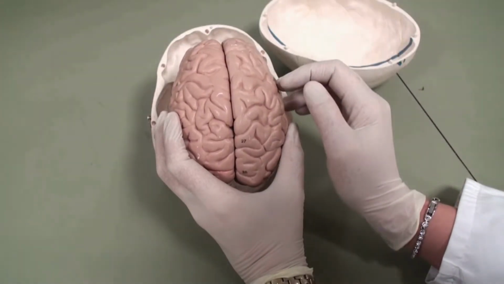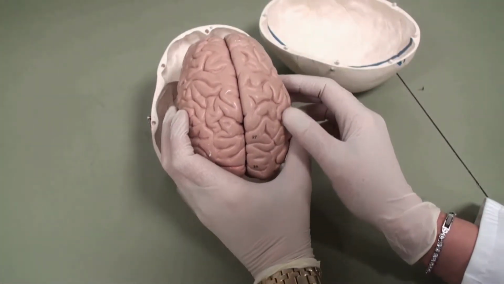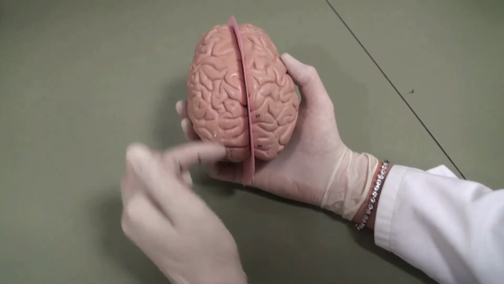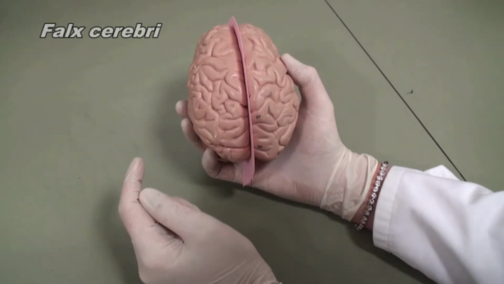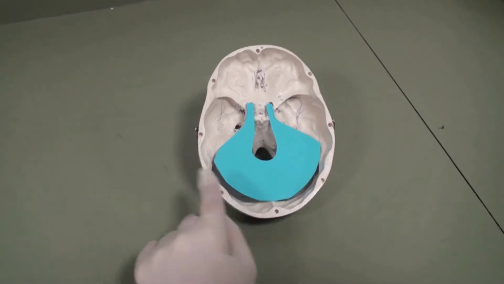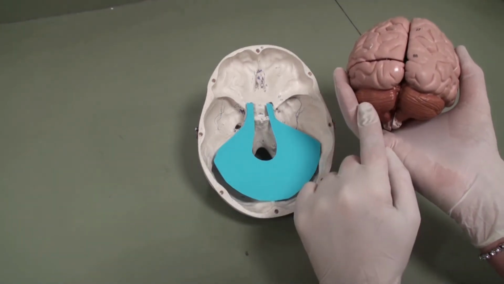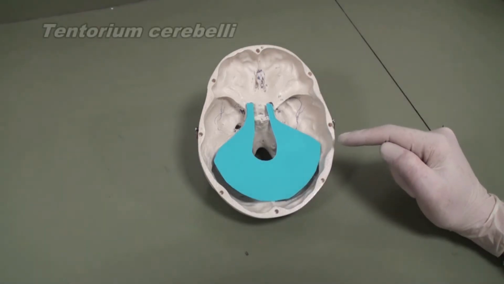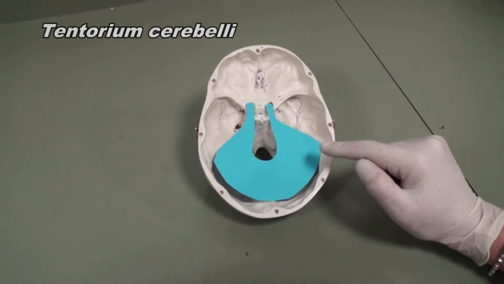The true dura mater separates from the periosteal layer to form dural folds. The first dural fold is called falx cerebri. It separates the right and the left cerebral hemispheres. The second dural fold, it's a horizontal fold, and it separates the occipital lobes of the brain from the cerebellum. This fold is called tentorium cerebelli. It forms a tent overlying the cerebellum.